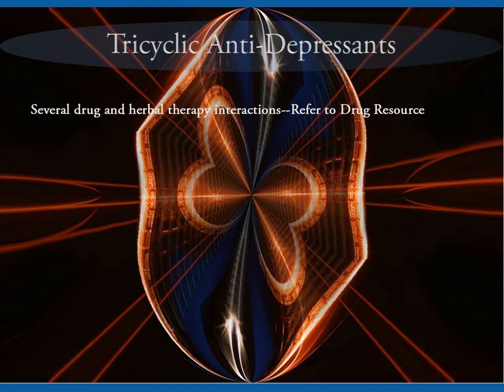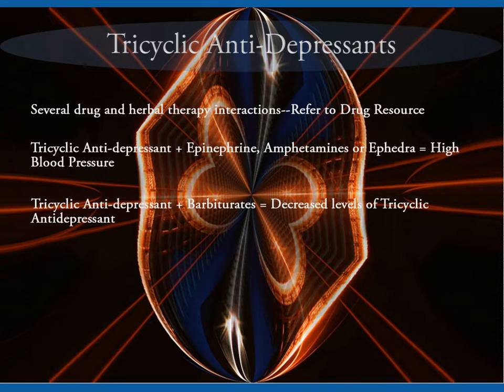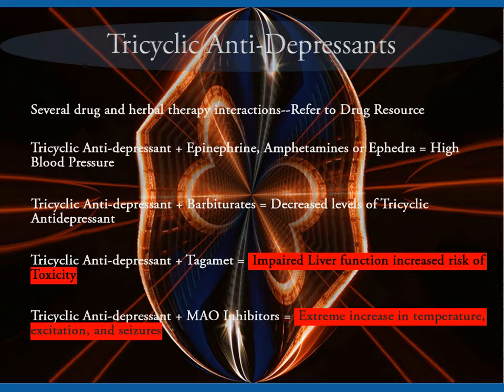There are several drug and herbal therapy interactions you should be aware of. For interactions specific to the medication you are giving, please be sure to refer to your drug information resource. When taken with epinephrine, amphetamines, or the herb ephedra, high blood pressure may occur. When taken at the same time as a barbiturate, the levels of the tricyclic antidepressant can decrease, and Tagamet can impair liver function, thereby increasing the risk of toxicity. The use of a tricyclic antidepressant with an MAO inhibitor may cause an extreme increase in body temperature, excitation, and seizures.